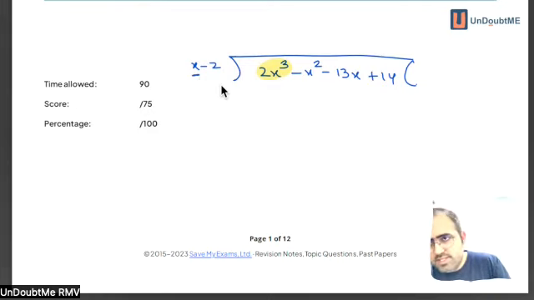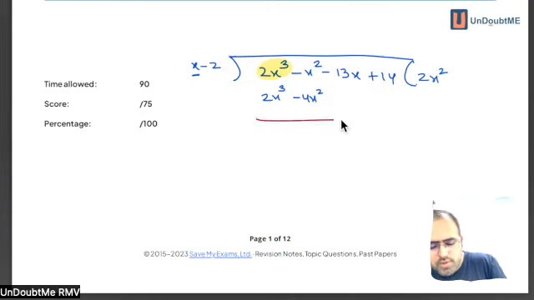Whoever knows, you can just tell as fast as you can. 2x squared. Then 2x squared multiplied with x will give me 2x cubed, and 2x squared multiplied with negative 2 will give me minus 4x squared. That is how we will keep on creating the terms needed. We will eliminate them and then we will work on the lower powers.